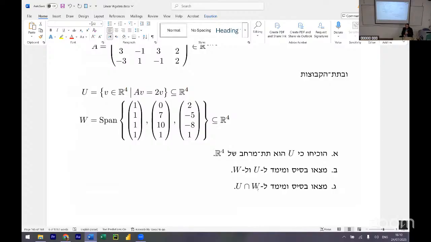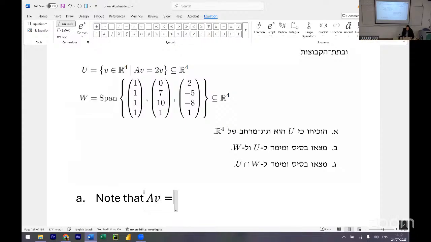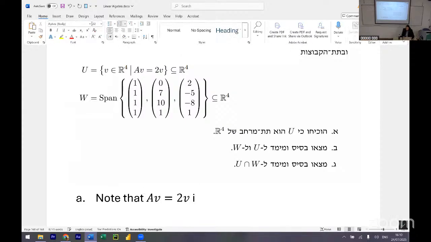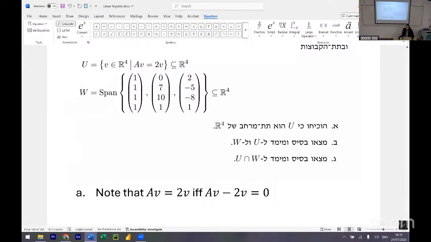So first of all, U has a neat trick to it. How do you prove something is a subspace? If you remember, you need to make sure the zero is there, the sum of vectors remains there, and multiplying by a constant. But here there is a neat trick. Note, for section A, that AV equals 2V, it's a linear transformation, if and only if AV minus 2V equals 0.